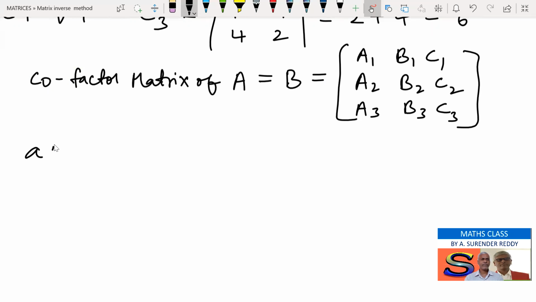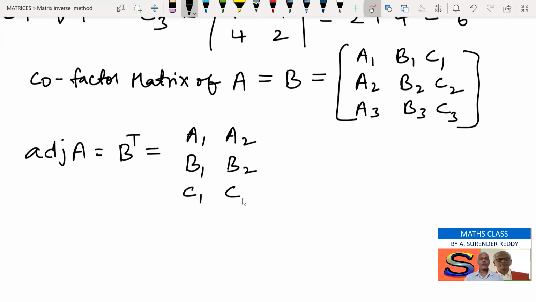Now the adjoint is the transpose of this cofactor matrix, in which rows become columns. So A1, B1, C1 here becomes a column, and similarly the second row becomes the second column, changing rows into columns. So that is the transpose. What is transpose? Interchanging the rows and columns, that is the transpose.